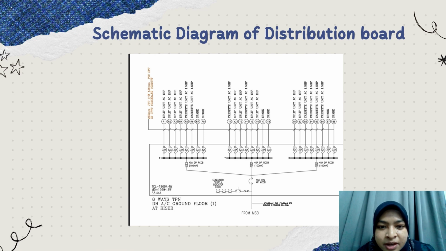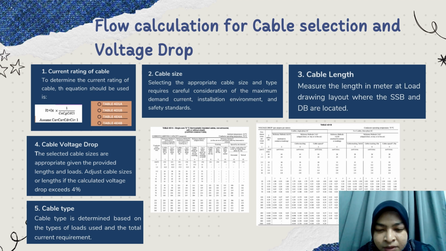This is the schematic diagram of the distribution board. As we can see here, this is the size of the cable that we choose from the calculation we get in Excel. This is the flow of calculation for cable selection and voltage drop. First, the current rating of the cable.